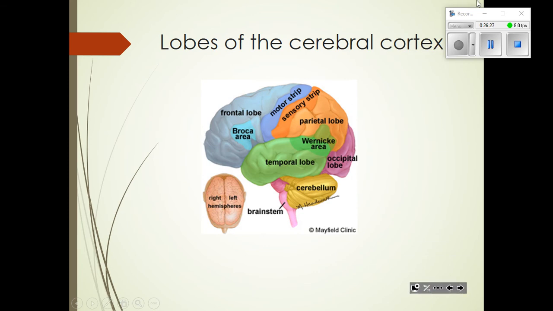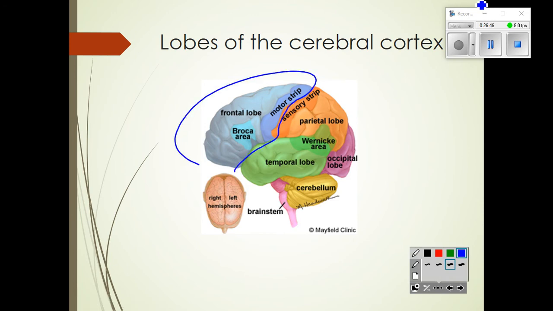So if we look at your cerebral cortex from the outside, we can section off parts of the brain, and it would be the same on the left and right hemispheres. So we're just looking at one side of the brain here. There are 4 basic lobes. So we'll start up here with this. This whole section is the frontal lobe.